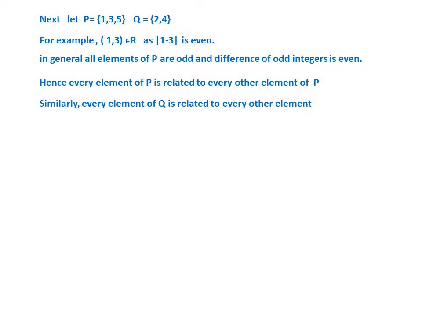Similarly, every element of Q is related to every other element, because 2 is related to 2: 2 minus 2 is 0, even. 2 and 4: 2 minus 4 is minus 2, even. 4 and 4: 4 minus 4 is 0, even. So they are related, because the difference of two even integers is even. So this is the reason. Let us proceed.